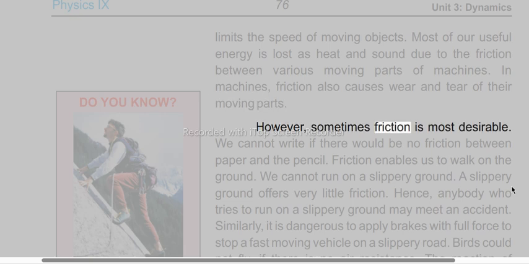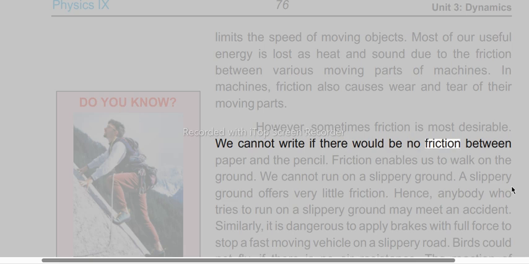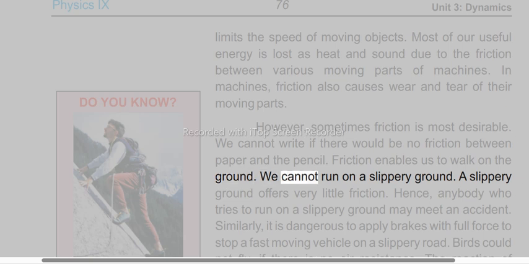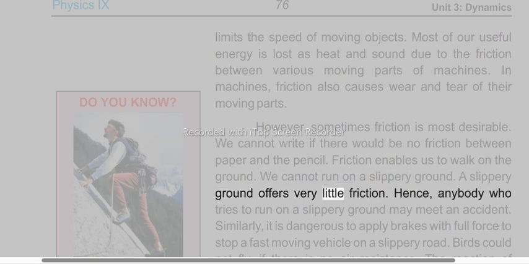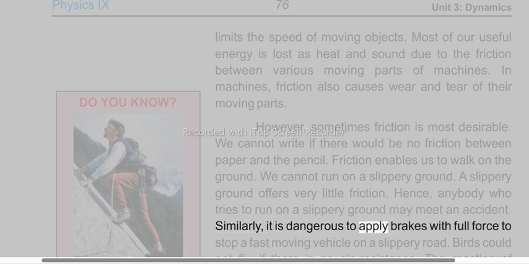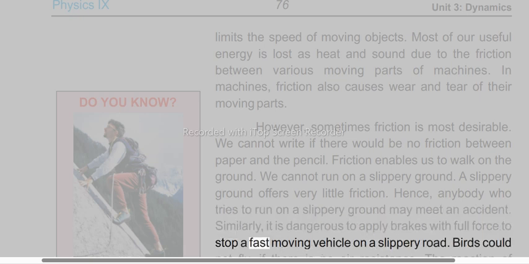However, sometimes friction is most desirable. We cannot write if there were no friction between paper and the pencil. Friction enables us to walk on the ground. We cannot run on a slippery ground. A slippery ground offers very little friction. Hence, anybody who tries to run on a slippery ground may meet an accident. Similarly, it is dangerous to apply brakes with full force to stop a fast-moving vehicle on a slippery road.